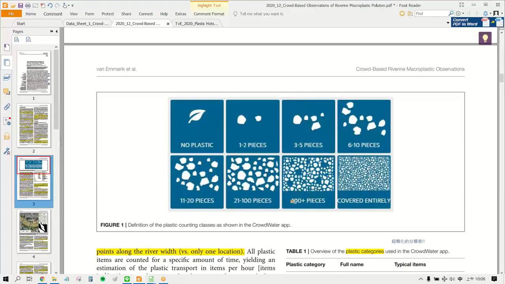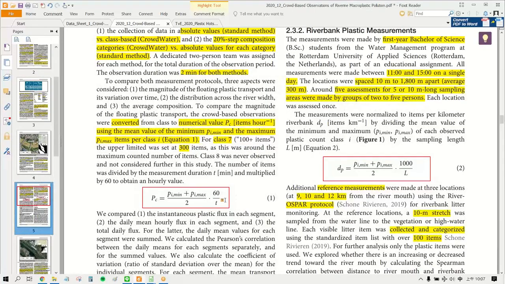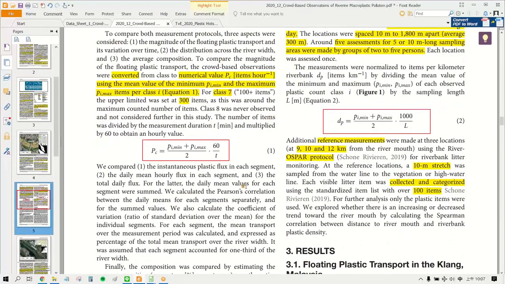But in here they explain if people choose this category, the upper limit will be 300, so the mean will be 200. So if people choose these classes, they will use 200 pieces. And they say that there's no data showing any record on these classes. Okay, so that is the floating ones.